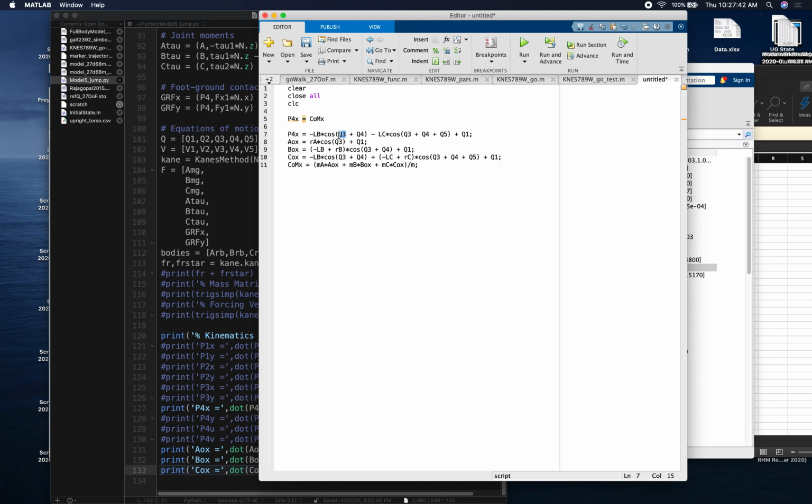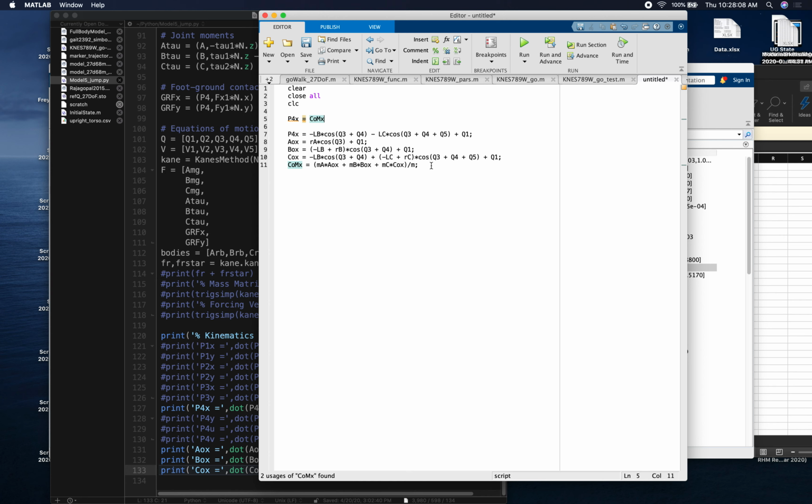We already know Q3, we can freely specify the trunk angle. We already know Q4, we can freely specify the hip angle. And we already know Q1, the horizontal position of the hip. We can arbitrarily specify that. So in this equation up here, where I set horizontal foot position equal to horizontal center of mass position, there's only one unknown in that equation, Q5, and I can solve for that unknown.